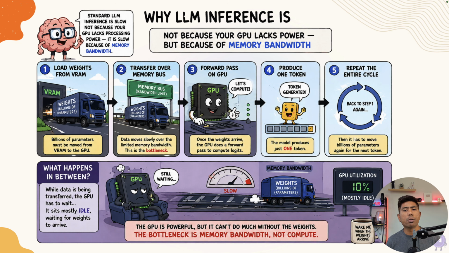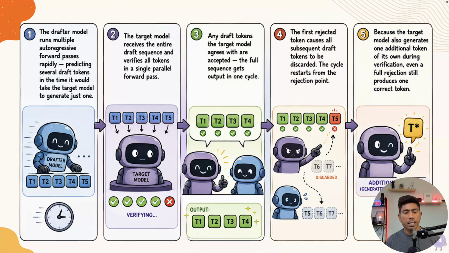But with the power of Google's new MTP, things are going to change completely. MTP stands for multi-token prediction, which has something called a drafter model that runs multiple autoregressive forward passes rapidly, predicting several draft tokens in the time it would take the target model to generate just one of them. So it autoregressively passes forward all the information required for generating the tokens by predicting it way ahead, and then gives it to your GPU.